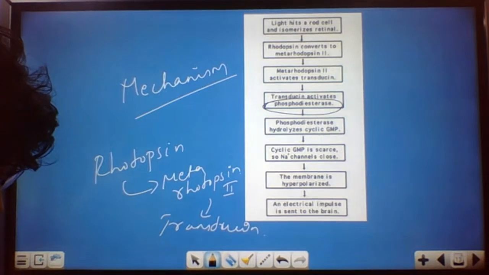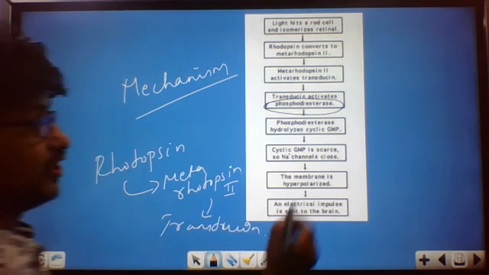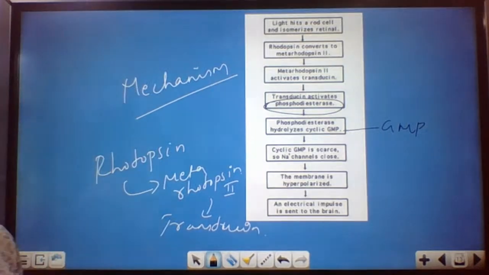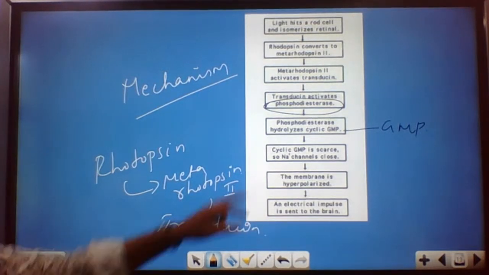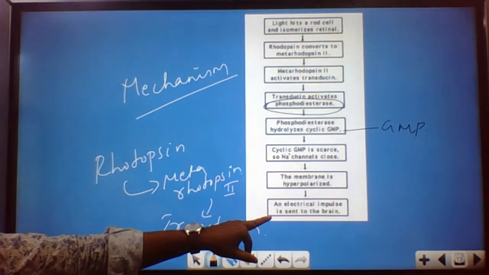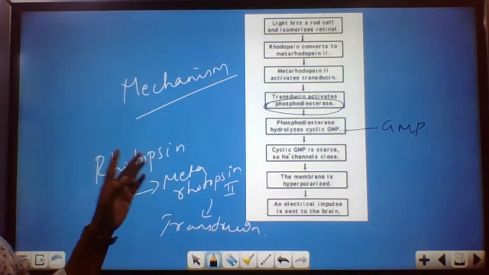Can someone tell me what cyclic GMP is? What is the expansion for GMP? Cyclic GMP. When cyclic GMP is hydrolyzed, the sodium channels close, and then what happens? The cell becomes hyperpolarized, and electrical impulses are sent to the brain, through which you can see the image as well. So this tells you the mechanism by which you can identify.